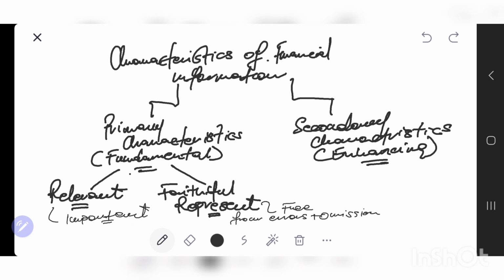And then as far as the secondary characteristics are concerned, there's four. There's four secondary characteristics, or four enhancing characteristics, that the financial information must have. So the information must be comparable, and it's called comparability as well. It must be verifiable, so you must be able to verify it.